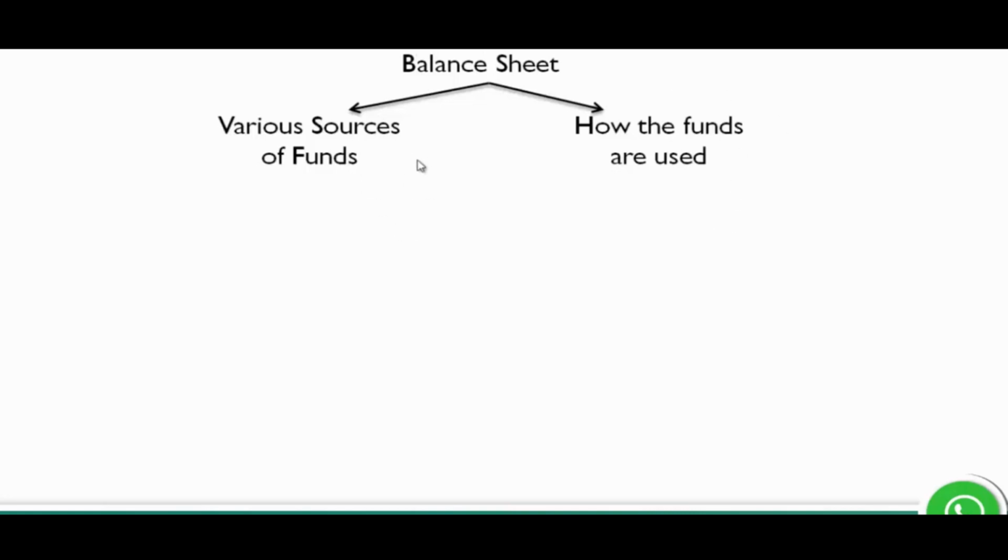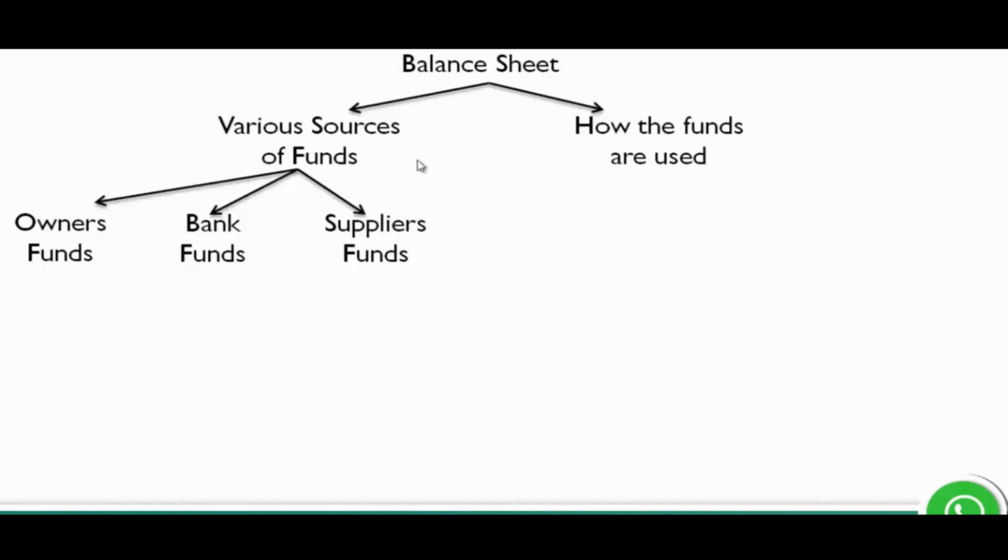So what can be the sources of finance? One, it can be the owner's funds. Two, it can be bankers' funds, as a bank can give a loan. Three, it can be suppliers' funds, where suppliers give you credit so you purchase goods. So we raise all these funds, and these funds will be used for various purposes.